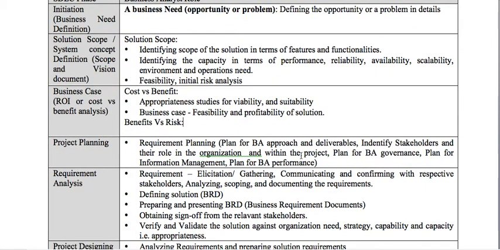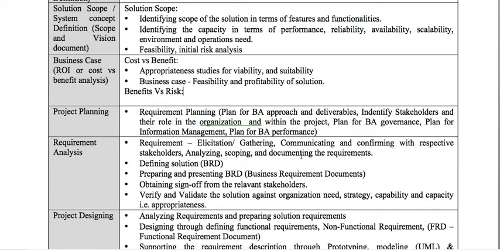Then it goes to project planning. In terms of project planning, you will have requirements planning. That's the plan B approach, and the possible deliverables you may have at the end of the project.